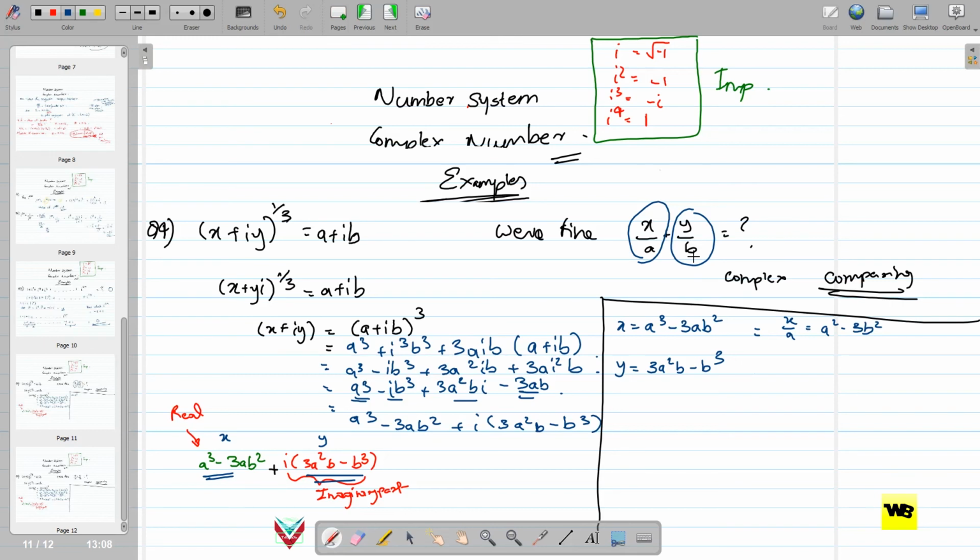Now we have to find y by b. So here y by b will be 3a squared minus b squared. So this will be the answer of x by a and y by b. So here x by a plus y by b will come as a squared minus 3b squared plus 3a squared minus b squared.